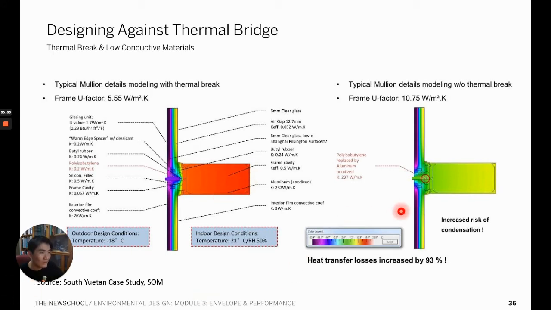Therefore, this design on the right without thermal break will create a problem such as discomfort for the user who is located here, and it will also start to create condensation on the surface of the mullion. And notice that the transfer of the heat has increased from 5 watt per meter square Kelvin to more than 10 watt per meter square Kelvin. The heat transfer has been doubled compared to the original design.